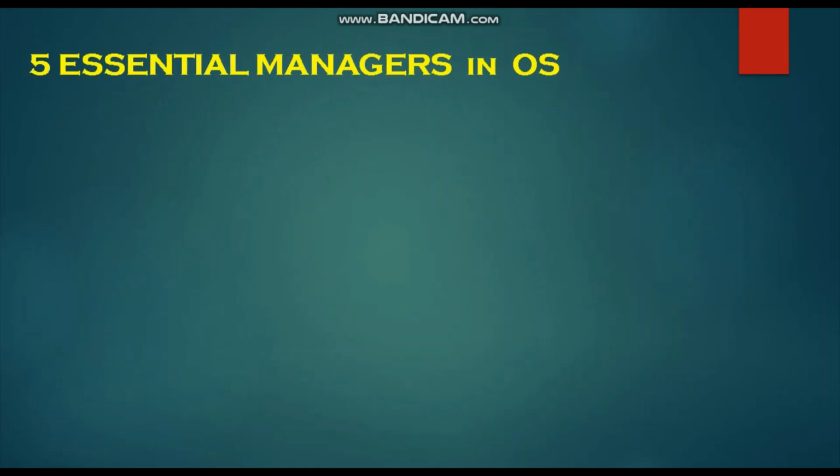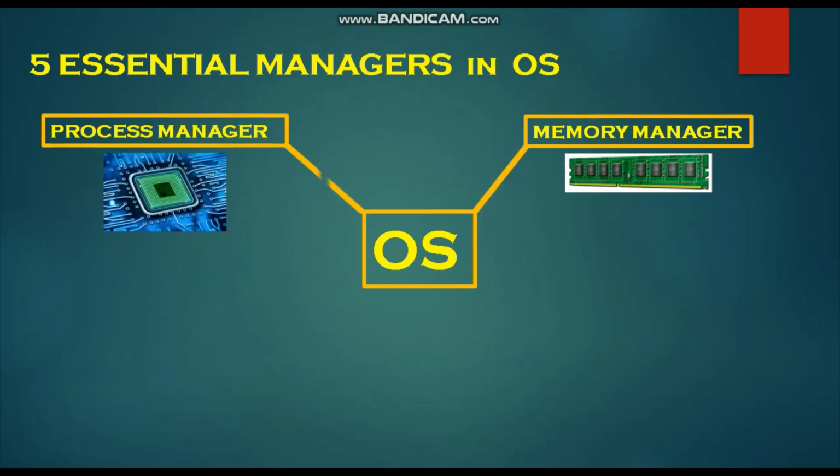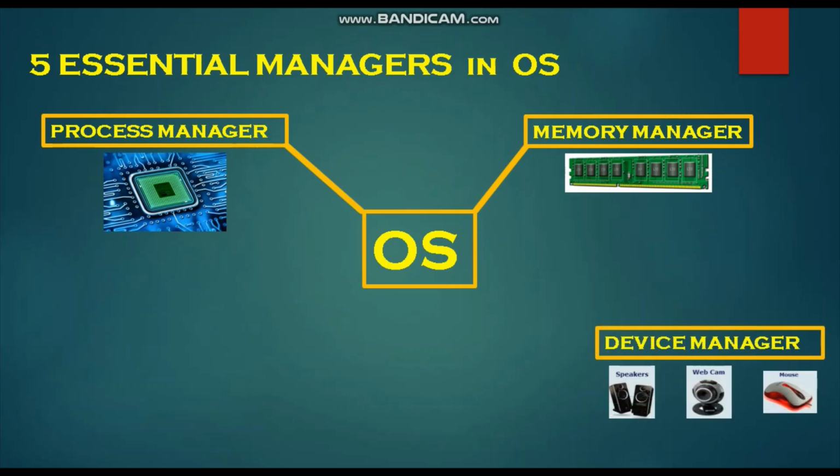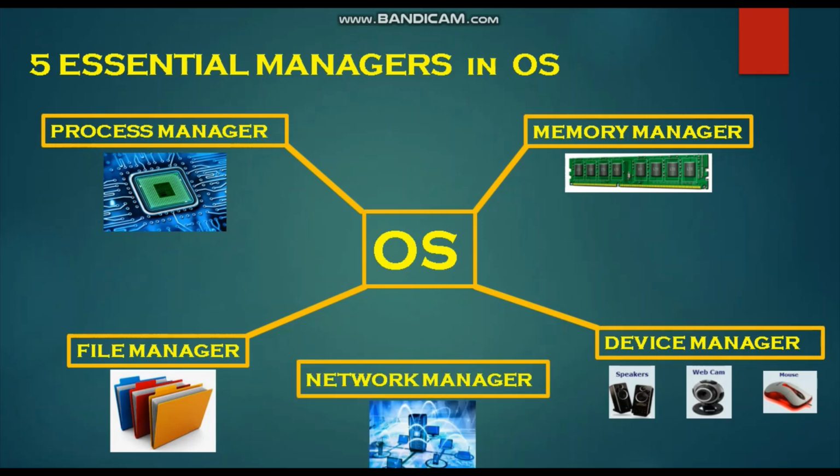There are 5 essential managers in OS. The OS is our central or main controller, and our OS has memory manager, process manager, device manager, file manager, and last, the network manager.